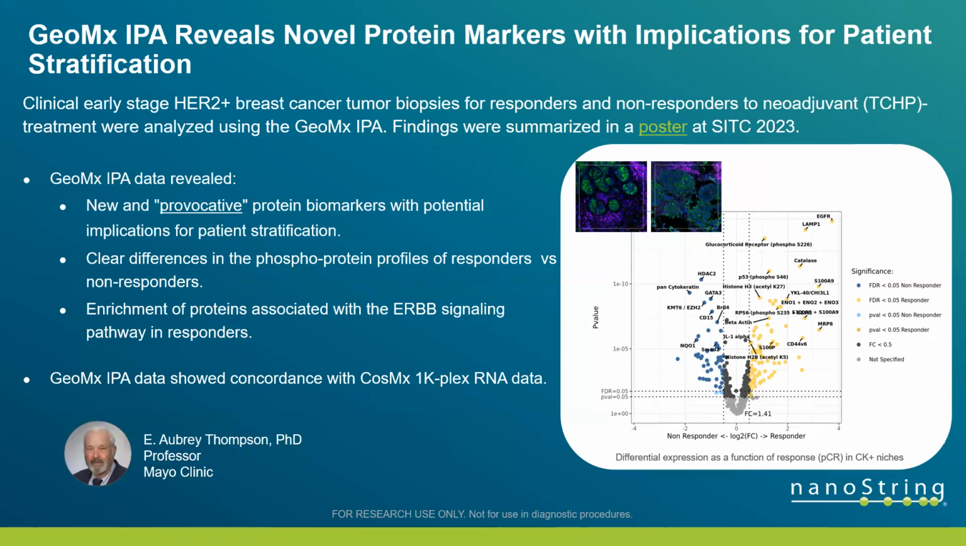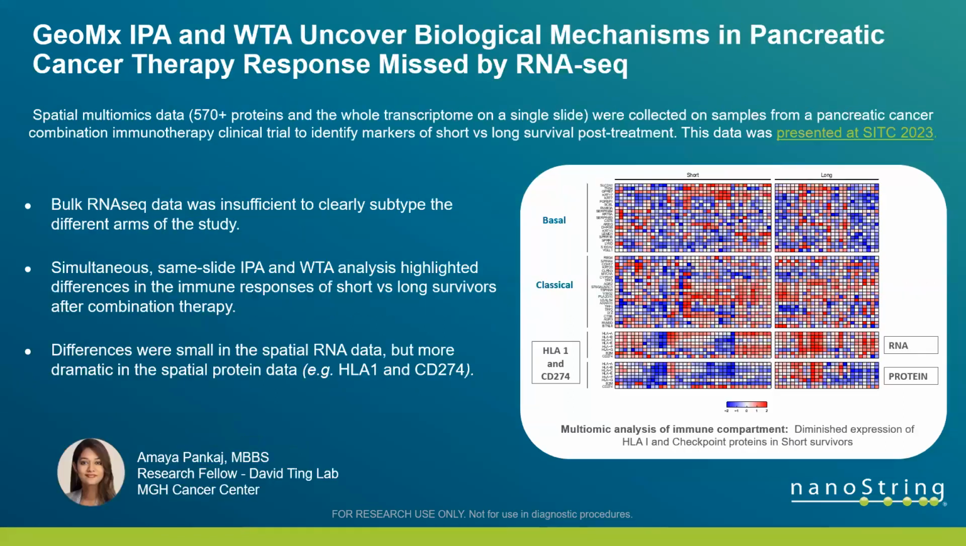There was also a really interesting data set where we looked to show the use of the CosMx 1,000-plex RNA panel as well. And we saw a really nice concordance again, because we've recapitulated those 556 RNA markers that are present and correspond to these 570 protein markers as well. So that's a really interesting poster that came out this fall.